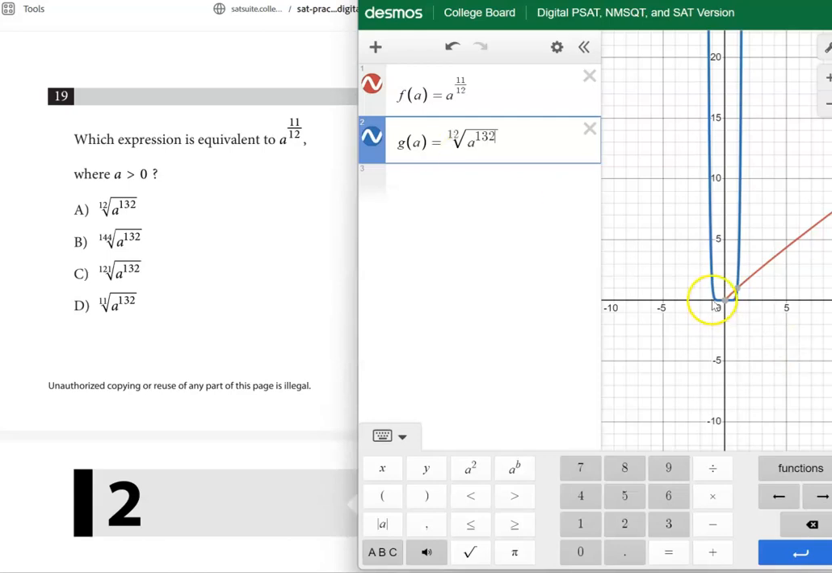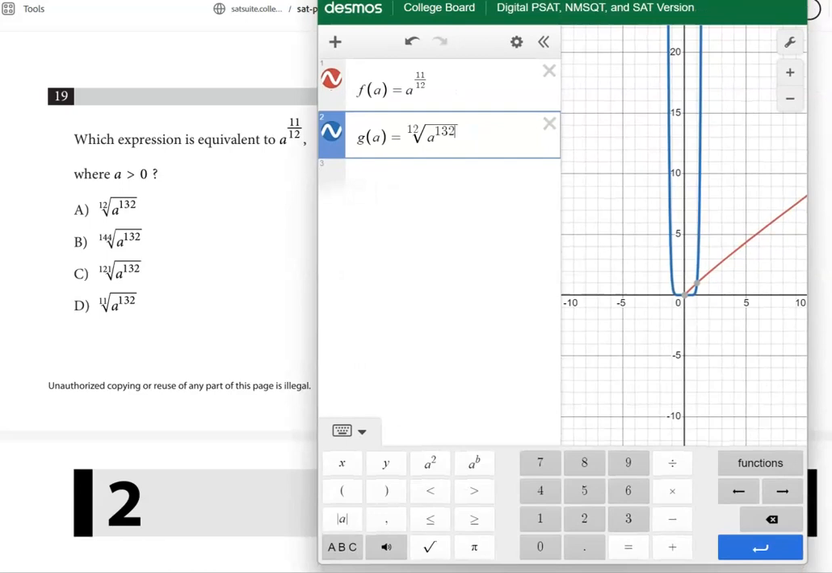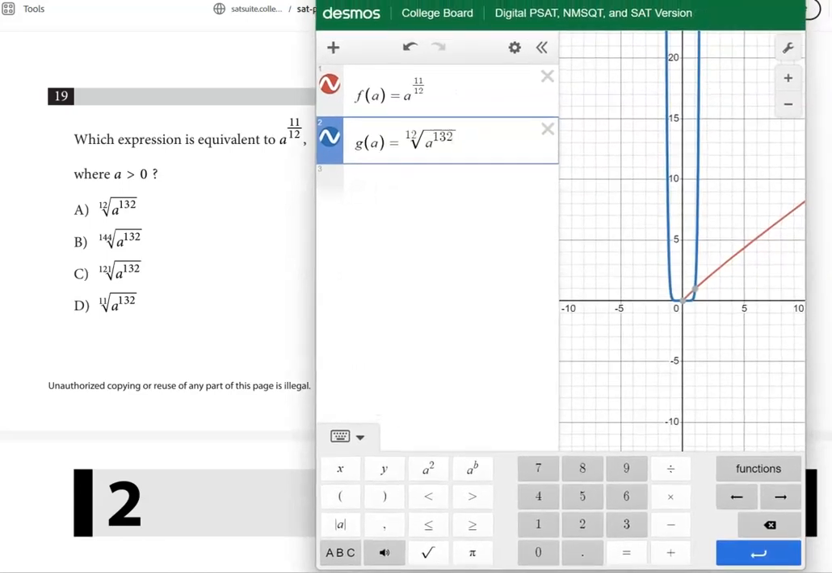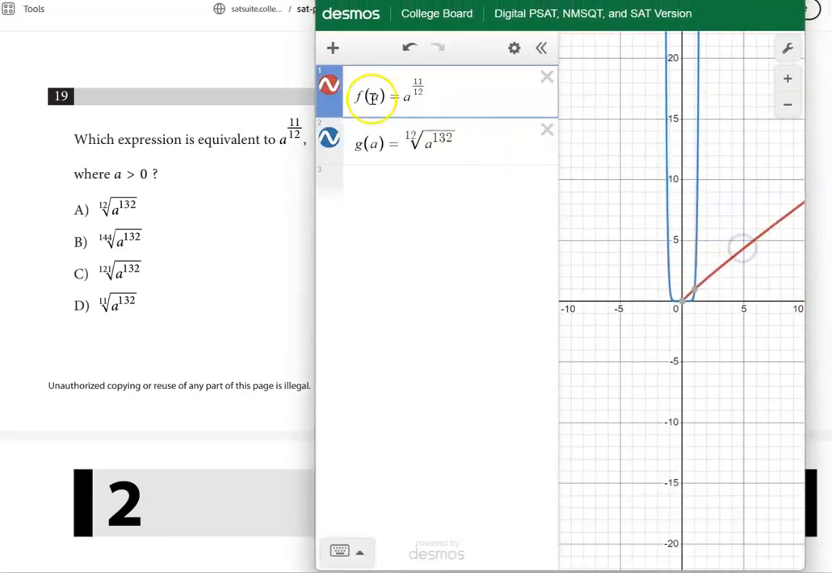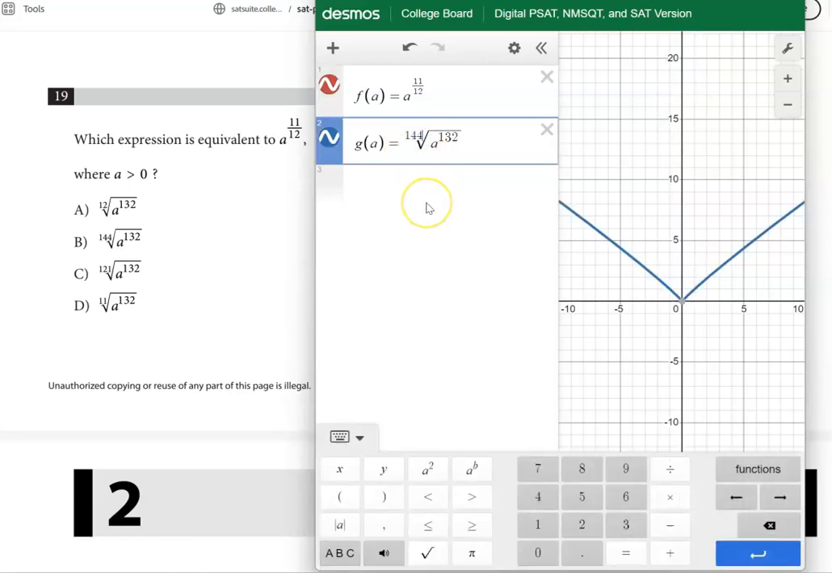And I'm looking for two graphs that match over here on the right side of my calculator. And I can see right away, these are not the same. This red one is f of a, and this blue one is g of a. They're not the same. So this answer is not correct. So let's change this 12 to a 144, and let's leave this 132.